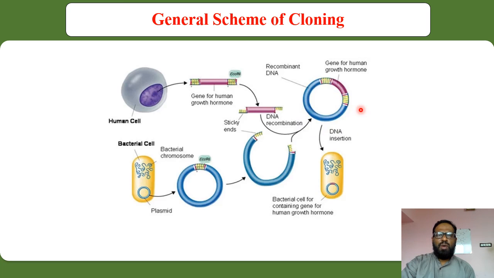Okay, now what do you want to do? You want to introduce this plasmid into the bacteria by means of the competent cell technique. Now you can find it is inserted. The gene of interest has been incorporated into the plasmid, and that recombinant plasmid has been introduced into the bacteria. This is the way by which we introduce foreign genes into the bacteria, into some other organism. That is called cloning.